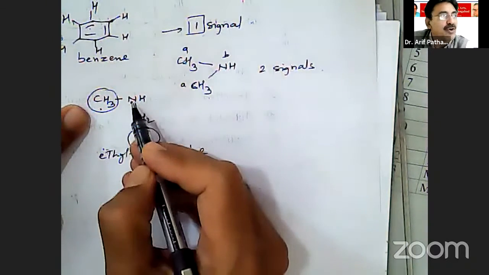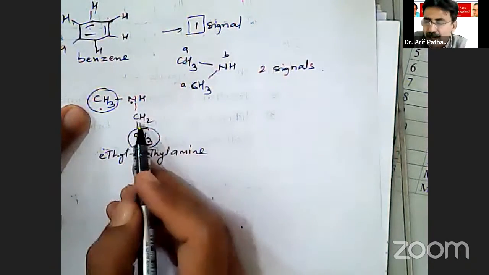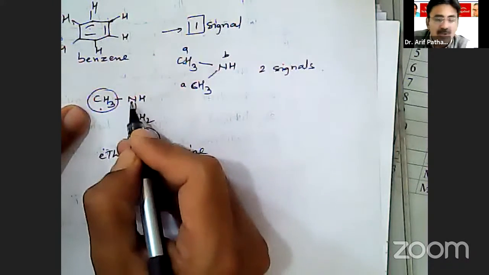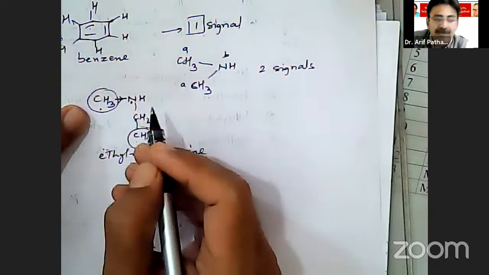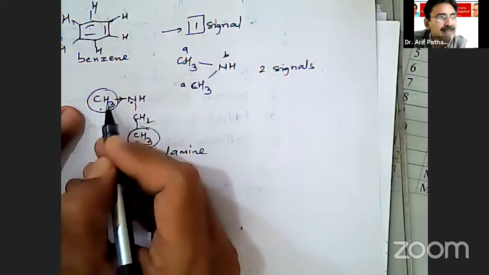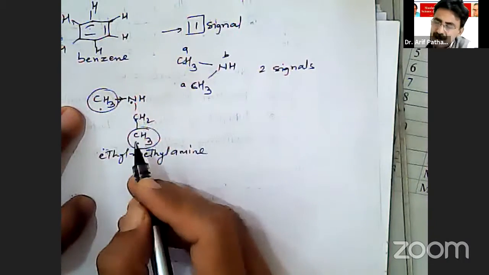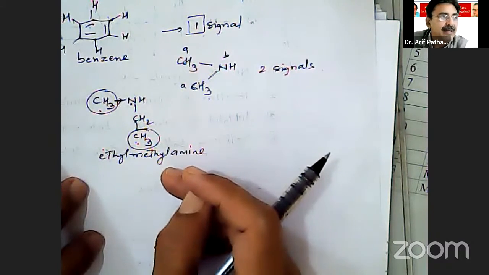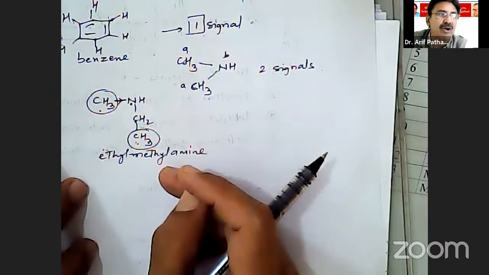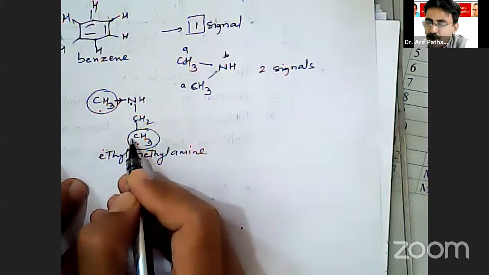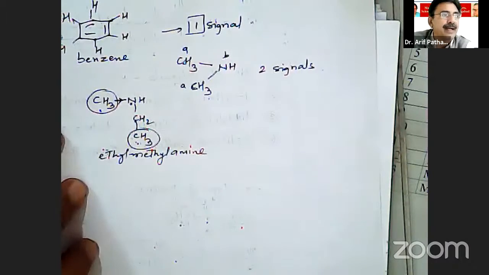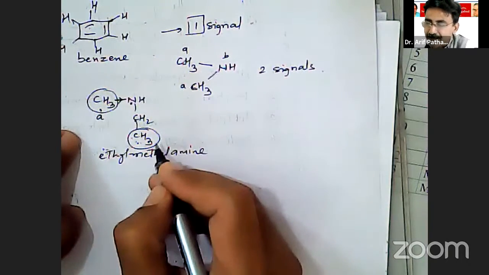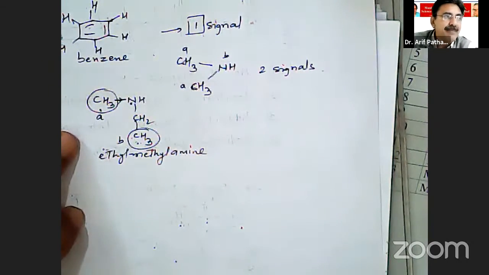We know that nitrogen is more electronegative as compared to carbon. So the electron attracting power of nitrogen is more, and it will attract electrons towards itself. Therefore, these protons will have lower electron density as compared to the other CH3. So these two CH3 groups do not have any similarity in terms of electron distribution, electron density. So we can say that both CH3 groups are non-identical. If this is A type, then this will be B type.